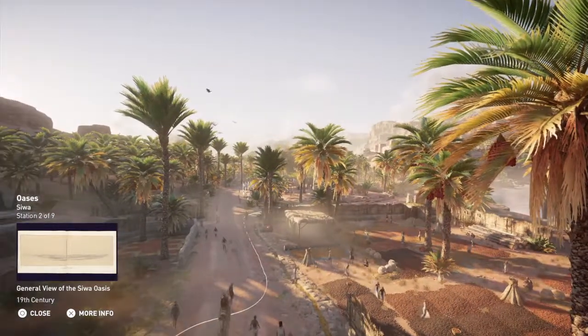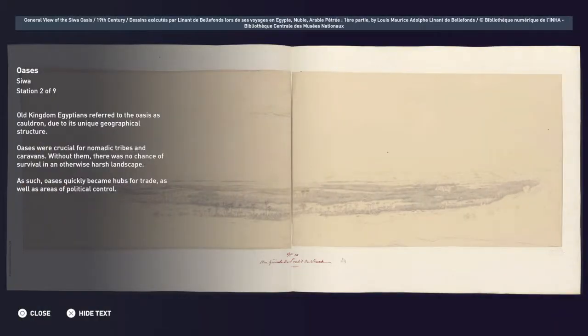Oases were crucial for nomadic tribes and caravans. Without them, there was no chance of survival in an otherwise harsh landscape. As such, oases quickly became hubs for trade, as well as areas of political control.